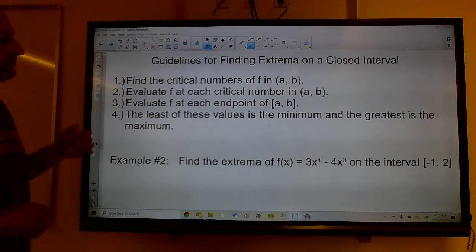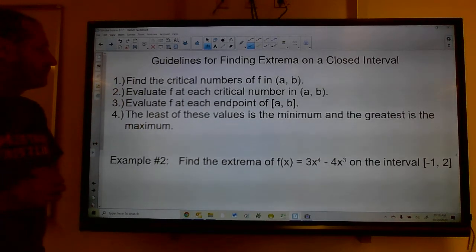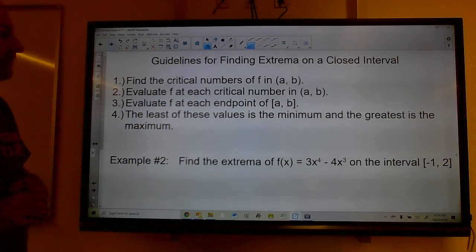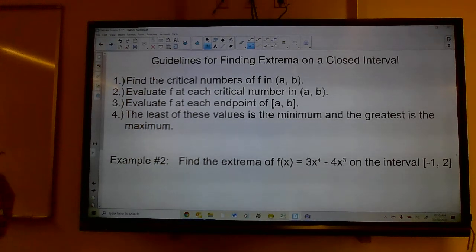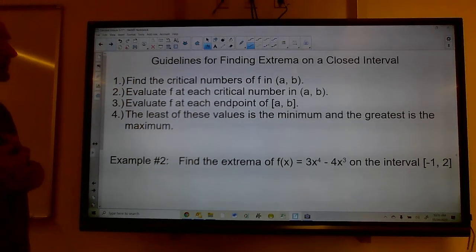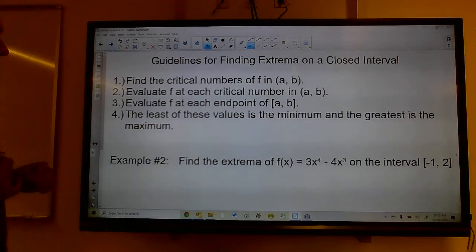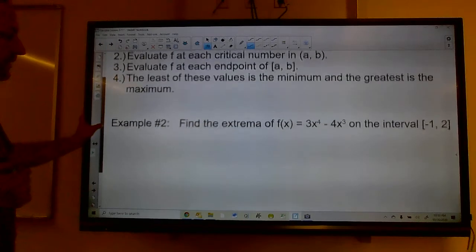This is what you want to do to find extrema on a closed interval. You want to find the critical numbers of f on the interval a, b. You want to evaluate f at each critical number in a, b. You want to evaluate f at each endpoint, a and b. And the least of these values is the minimum, and the greatest of them is the maximum.